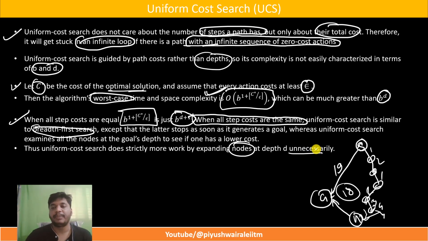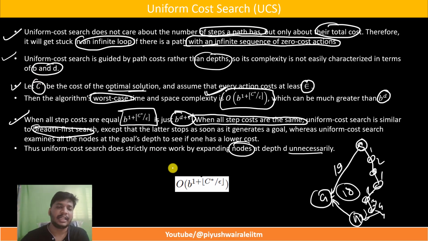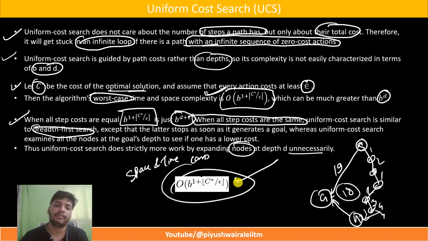Okay, so I hope you understand this particular example, whatever we have discussed today. Just go through these points once again. Try to understand with the help of an example. I will add a few more points in the study material, so don't worry about it. It will be easier to explain. I will also give an example on that. So that's it from my side. The space and time complexity will be order of b to the power 1 plus c star divided by epsilon. So it's a very important point.